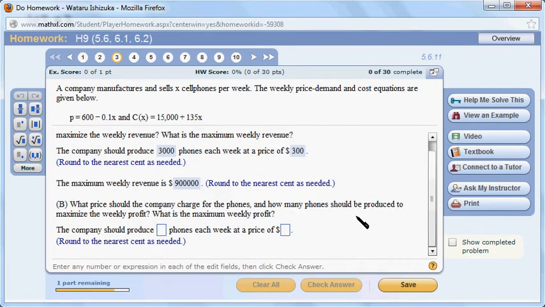All right, so the next is part B. What price should the company charge for the phones, and how many phones should be produced to maximize weekly profit? All right, so we want to maximize profit. So let's look at that.